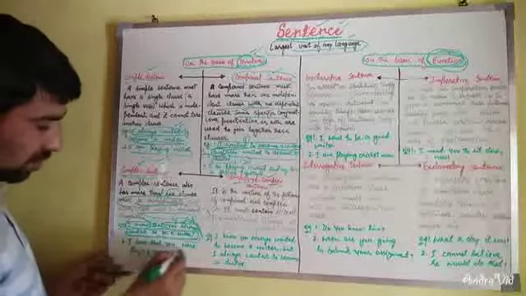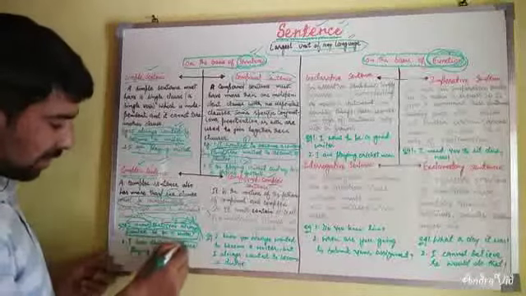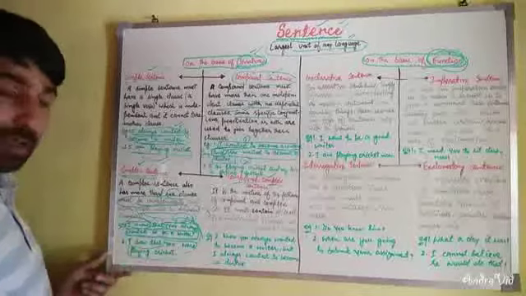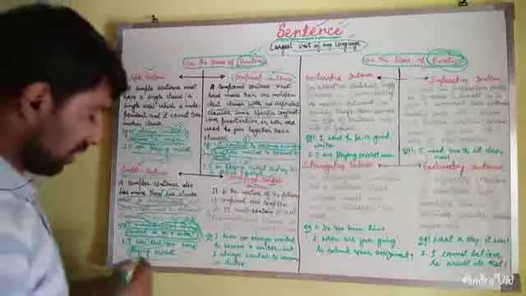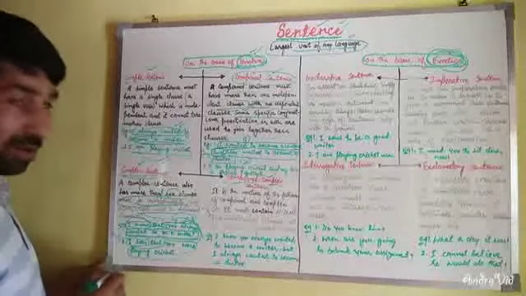I saw that you were playing cricket. You were playing cricket is an independent clause. It is this I saw which is dependent on it, making it a dependent clause.